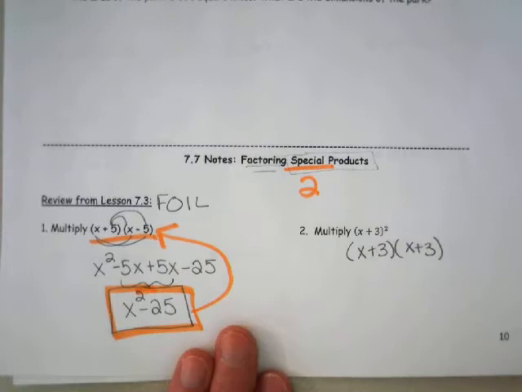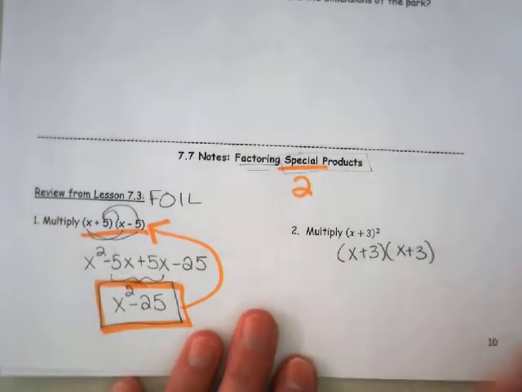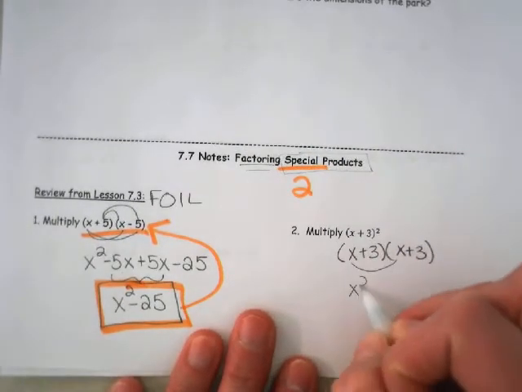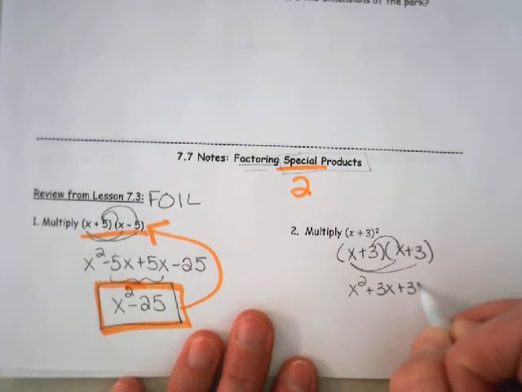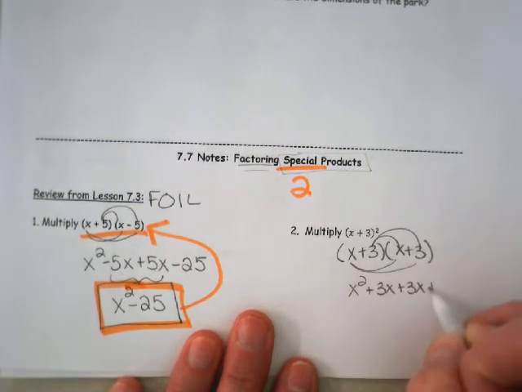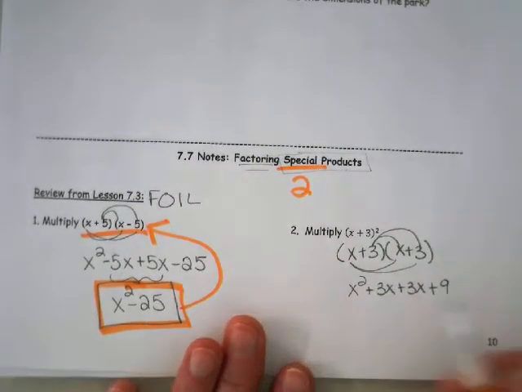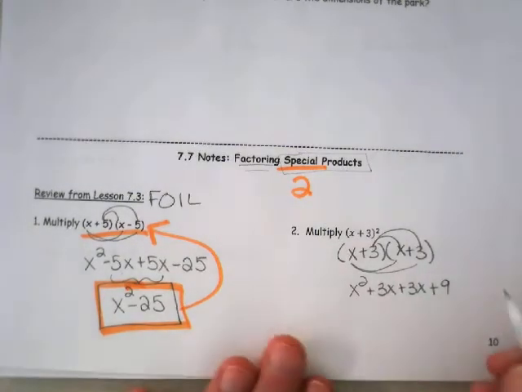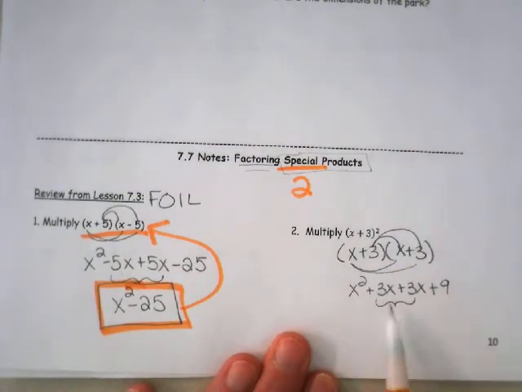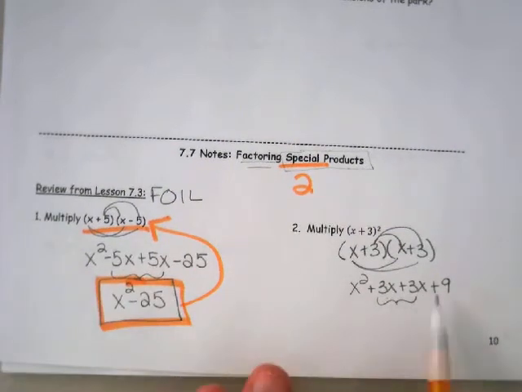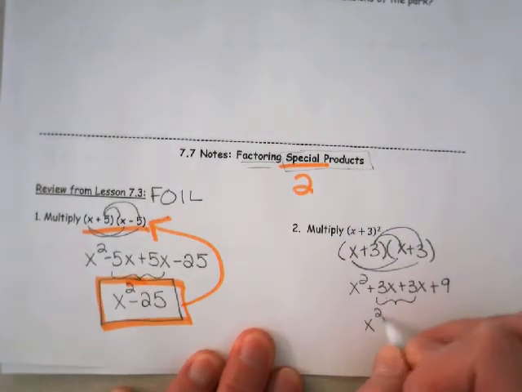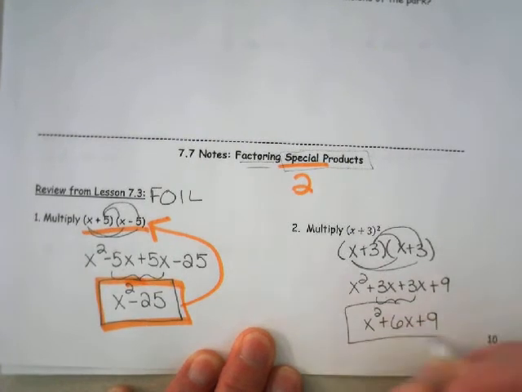All right, hopefully you tried it. And again, we're just foiling. So we're going to do first, we're going to do outer, inner, and last. Now be careful, we're multiplying. So 3 times 3 is 9. Now, notice your middle terms don't cancel like they did over here, but do you see how they're exactly the same? So that's going to be x squared plus 6x plus 9.